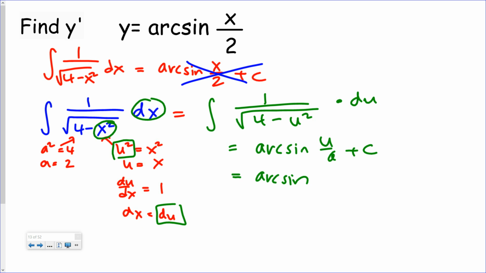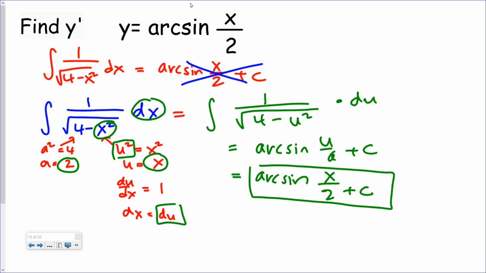This is arcsine, your u is what? x. Your a is what? 2, plus c. Did I get the answer that I thought I would get? Yeah. Does that make sense? So I've worked backwards, and the integral of this was arcsine of x over 2.